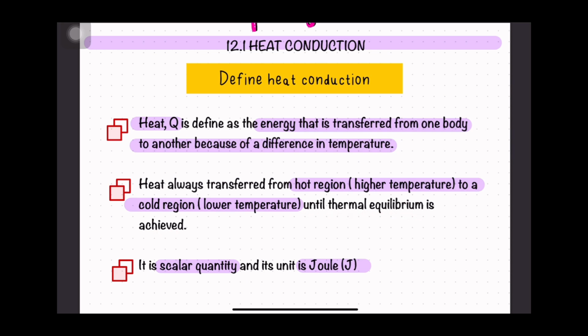Thermal equilibrium means that both sides will experience the same temperature. Okay, it is a scalar quantity and its unit is joule. So this is what is meant by heat. The symbol of heat is Q.